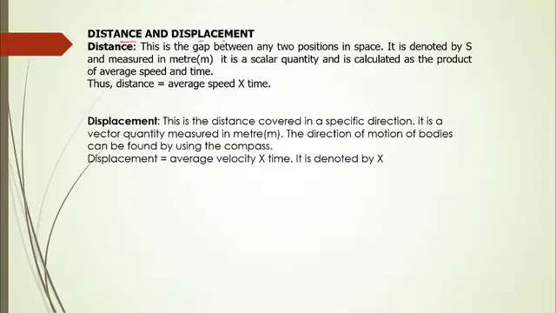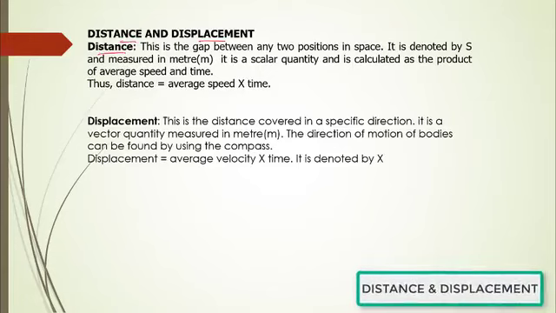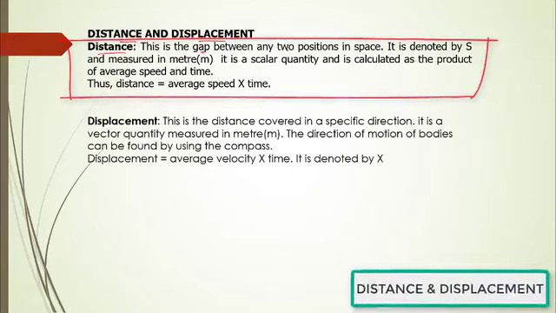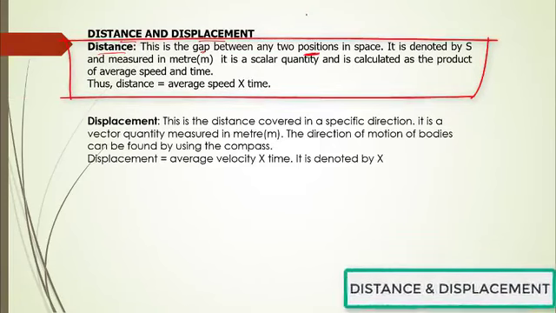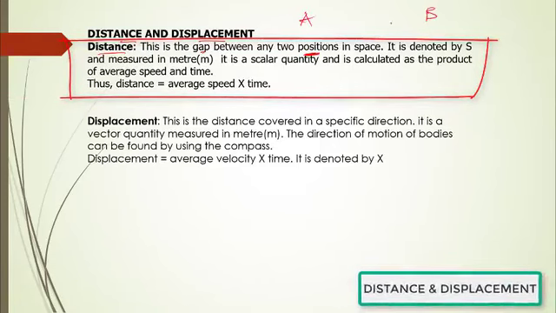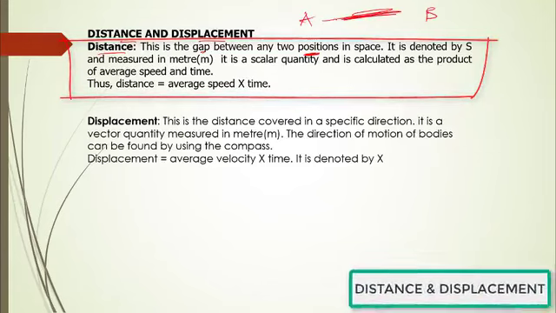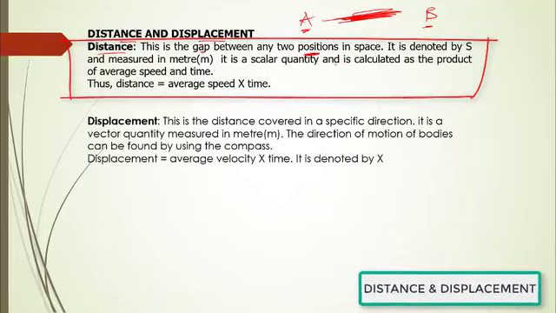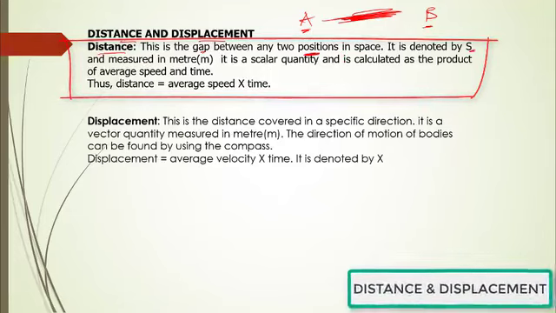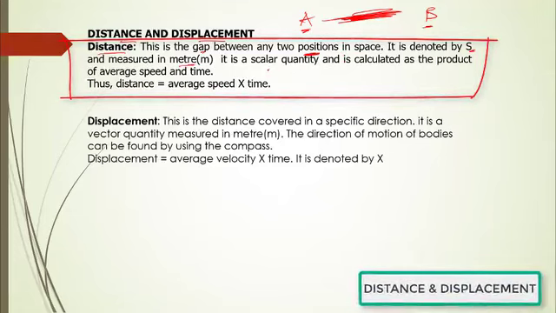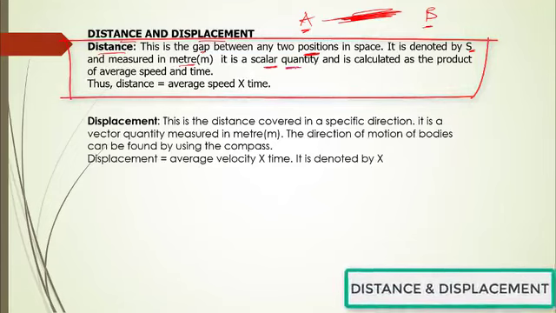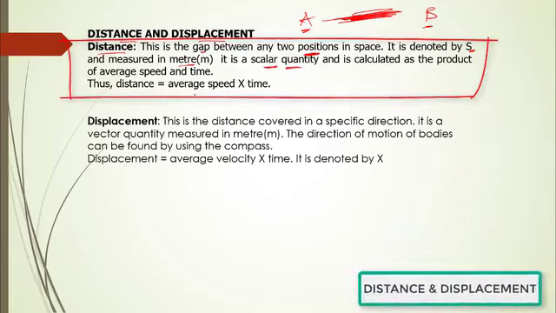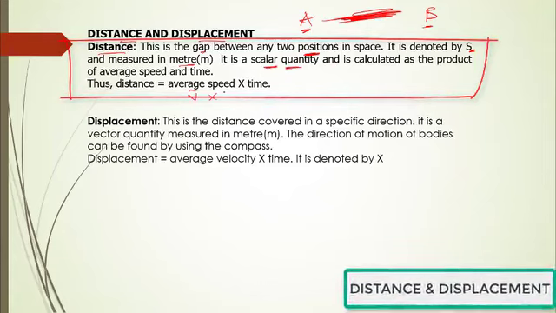At this point, let's look at distance and displacement. When we talk about distance, we're simply referring to the gap between any two positions in space. For example, this is point A and this is point B, there is a gap, there is a space left in between here that separates A from B. That is what we call distance, noted by S in physics, and its SI unit of measurement is meter. Like we mentioned earlier, distance or length is a scalar quantity because it has nothing to do with direction, and it is calculated when we multiply average speed and time.